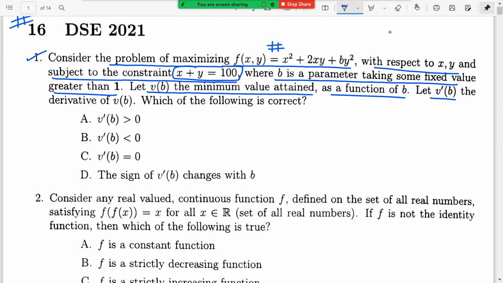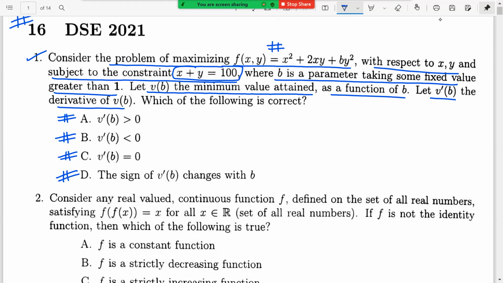And v dash b is the first order derivative of v of b. The question is asking us which of the following options are correct. Is v dash b strictly positive? Is v dash b strictly negative? Is v dash b equal to 0? Or does the sign of v dash b change with b? So let me come to the whiteboard and let's quickly solve this particular problem.